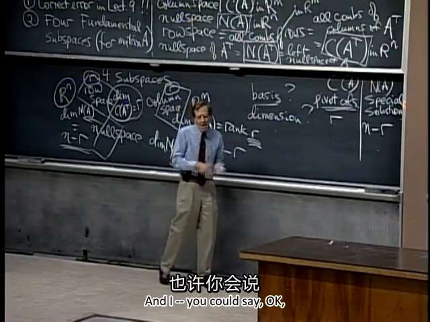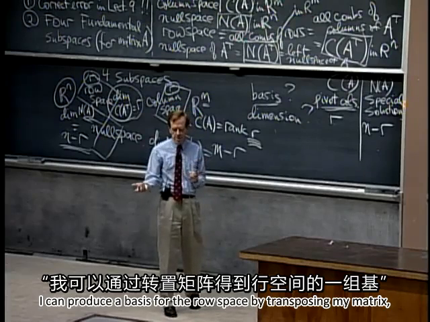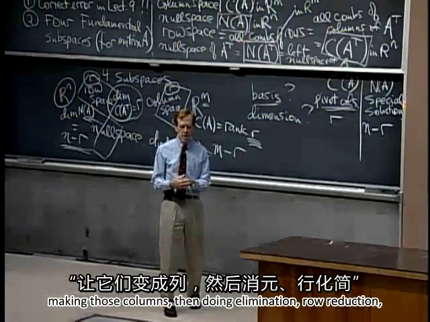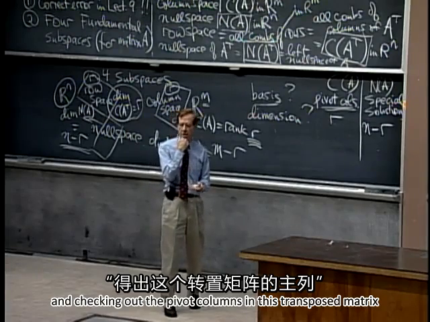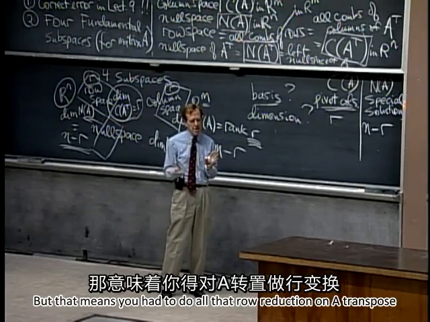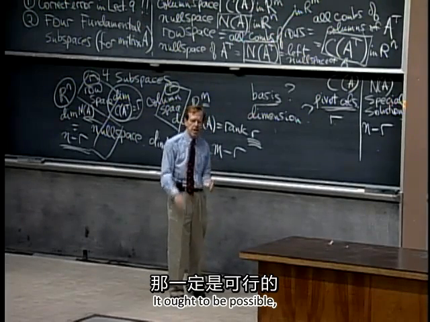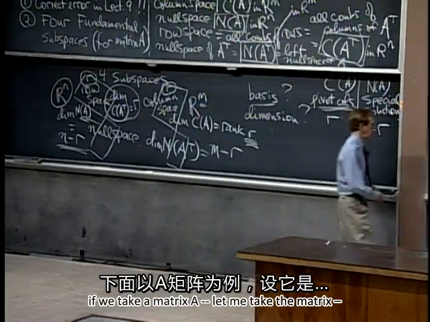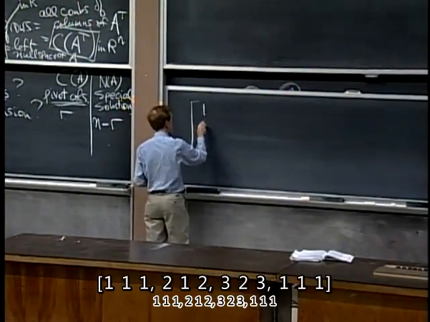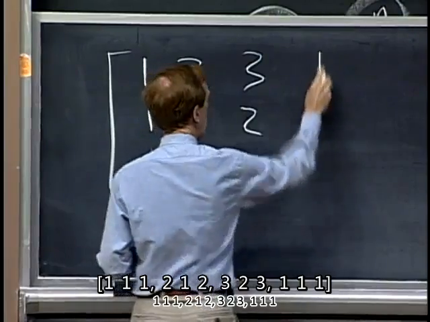And you could say, okay, I can produce a basis for the row space by transposing my matrix, making those columns, then doing elimination, row reduction, and checking out the pivot columns in this transposed matrix. But that means you had to do all that row reduction on A transpose. It ought to be possible if we take a matrix A. Let me take the matrix. Maybe we had this matrix in the last lecture. 1, 1, 1, 2, 1, 2, 3, 2, 3, 1, 1, 1.